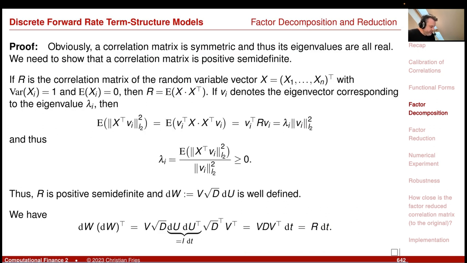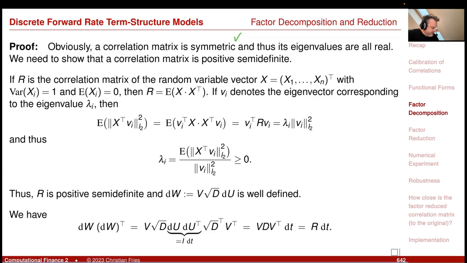So for the proof, obviously my correlation matrix is symmetric. So this is okay. Thus, all eigenvalues are real. What I need to show is that the eigenvalues remain larger or equal to zero.